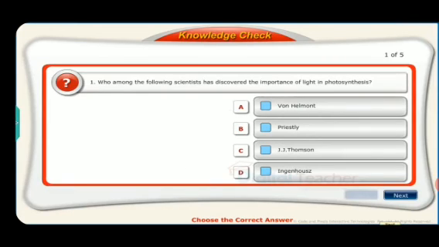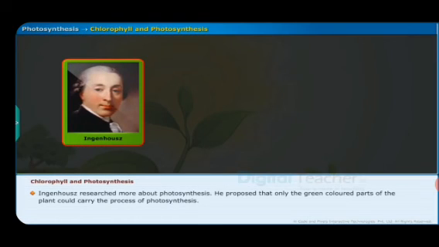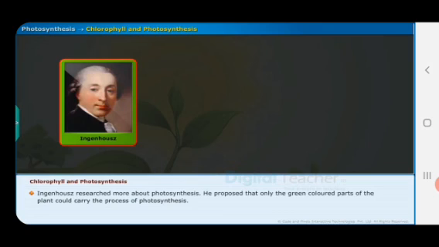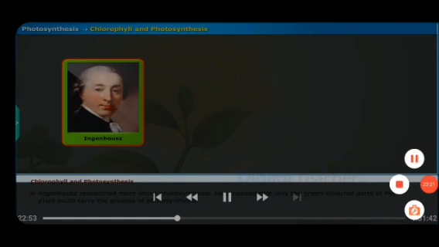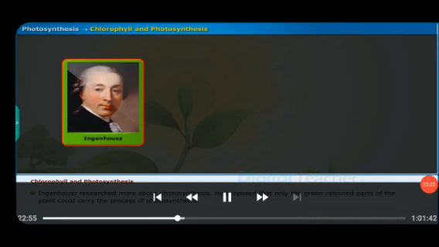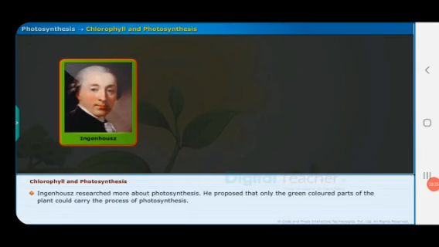Knowledge check. Ingenhousz researched more about photosynthesis. He proposed that only the green-colored parts of the plant could carry out the process of photosynthesis.